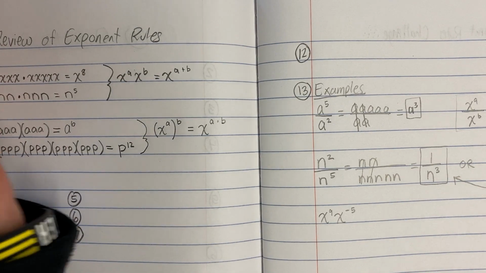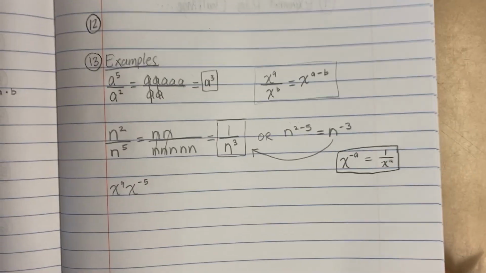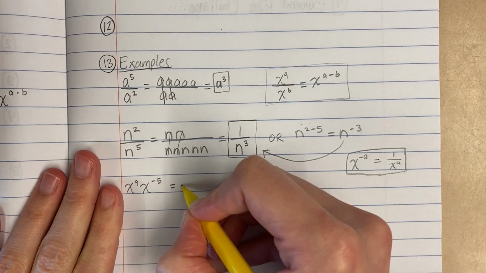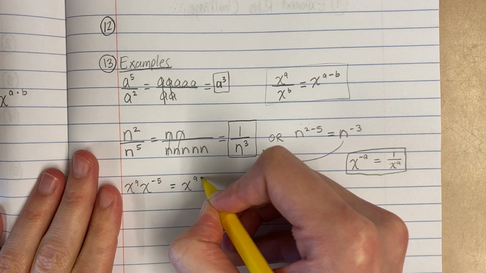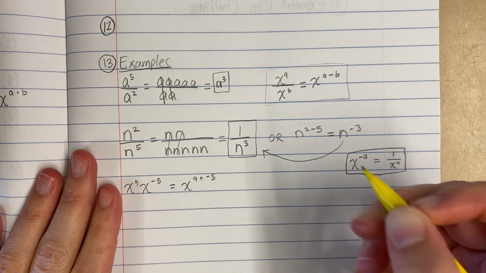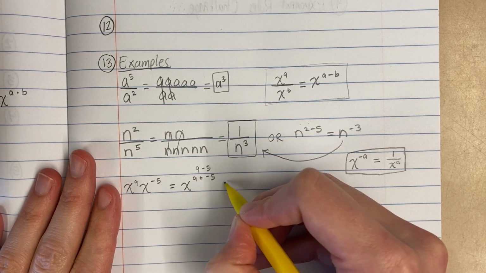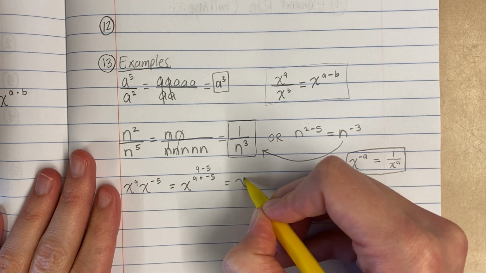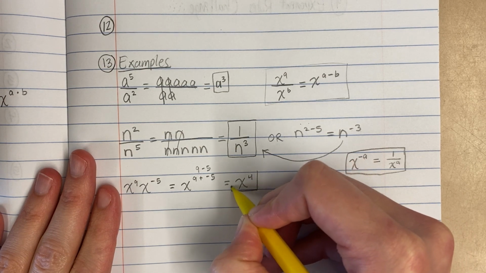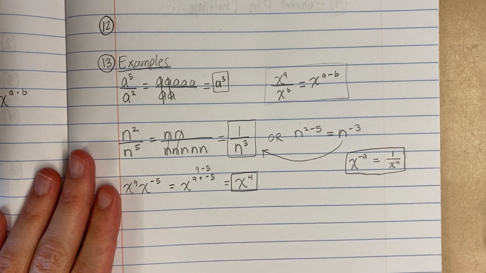So let's add these two exponents. I'm going to add the exponents, and I get x to the 9 plus negative 5. What does that equal? This is the same as 9 minus 5. Plus negative 5 is the same as 9 minus 5. That becomes x to the 4th. And that is absolutely the answer, and you can be done right there.